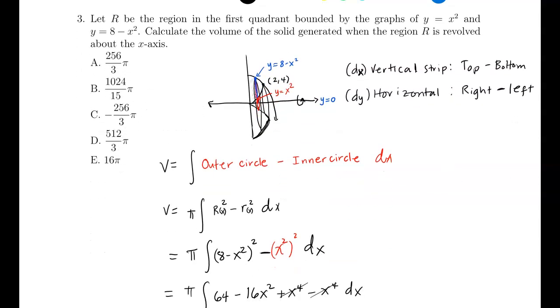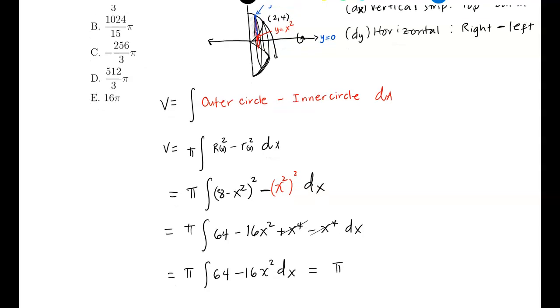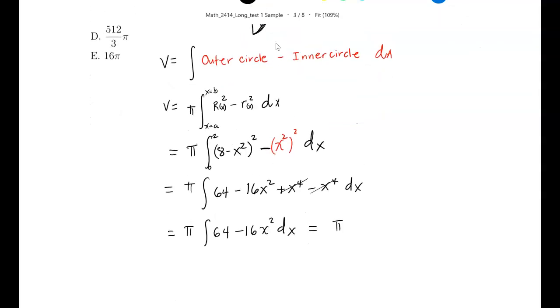Since we are integrating with respect to x, our limits of integration will be from x equals a to x equals b. So look at x. Your strip would run from what value of x? Starting at x equals 0, because it's in the first quadrant, up to the value of x here, which is 2. So that's 0 to 2.